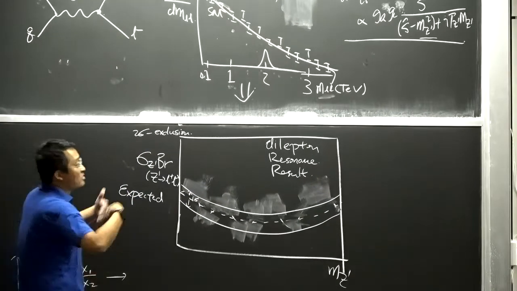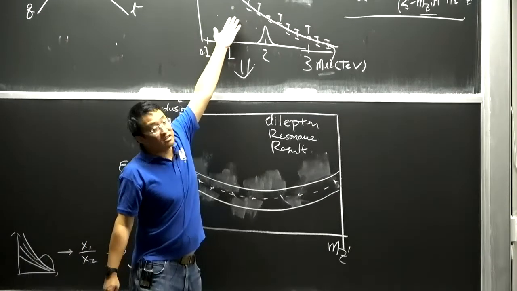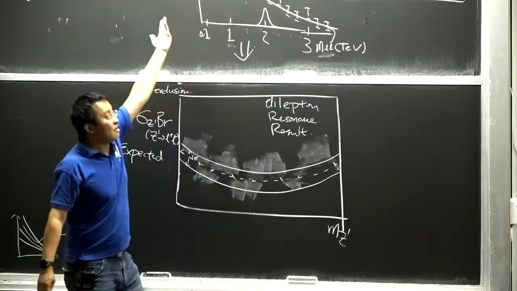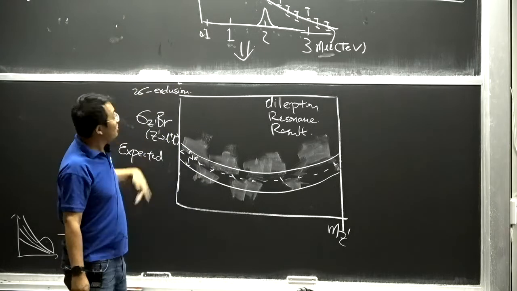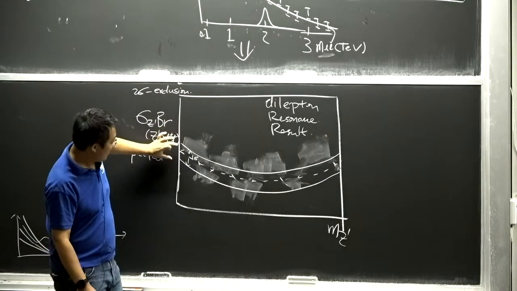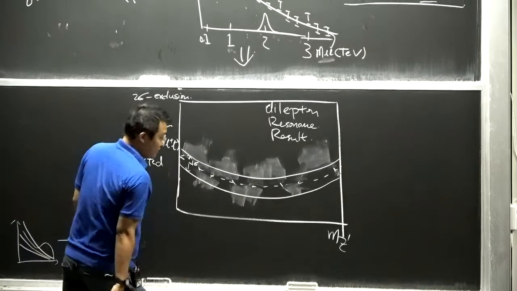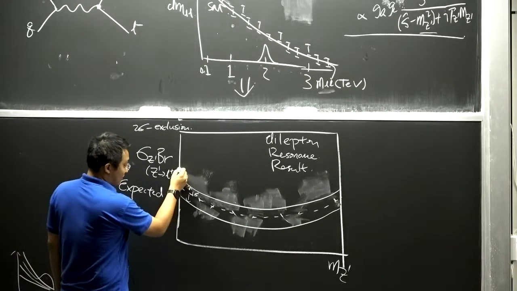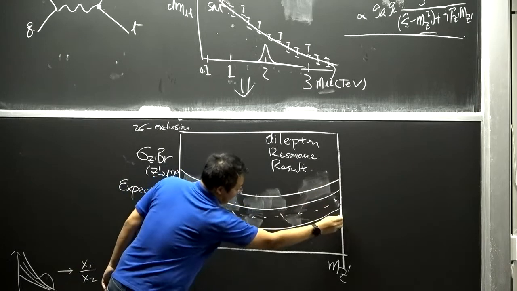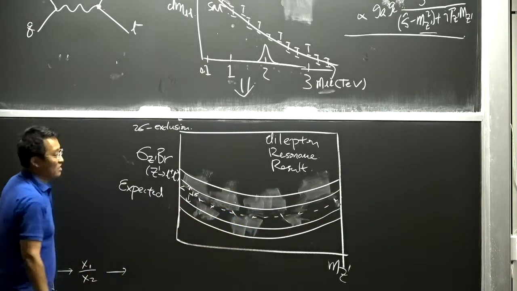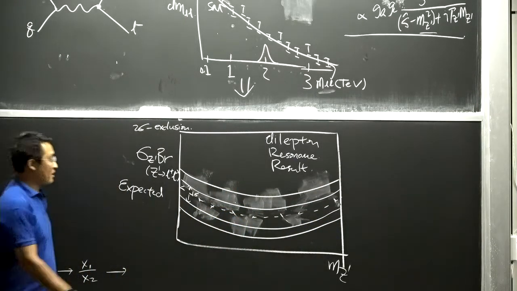Because even without opening data, we anticipate the data to fluctuate. If the data fluctuates at the one sigma level, our limit will change. So that's the band of one sigma expected exclusion. There's another band, filled with probably green color. That is the two sigma band.